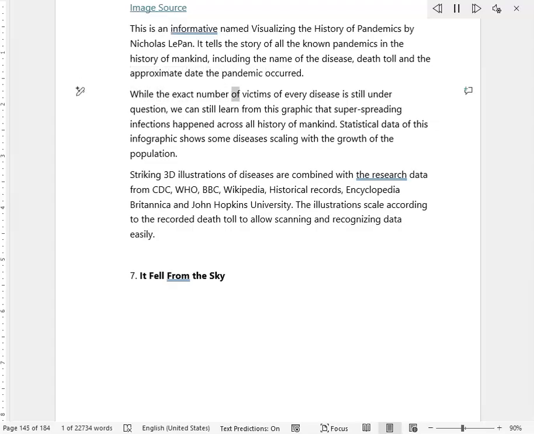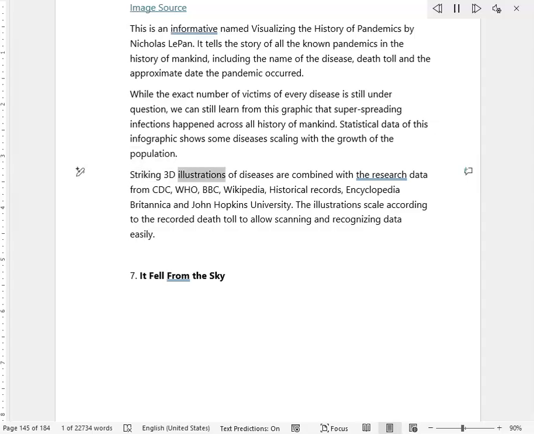While the exact number of victims of every disease is still under question, we can still learn from this graphic that super-spreading infections happened across all history of mankind. Statistical data of this infographic shows some diseases scaling with the growth of the population.